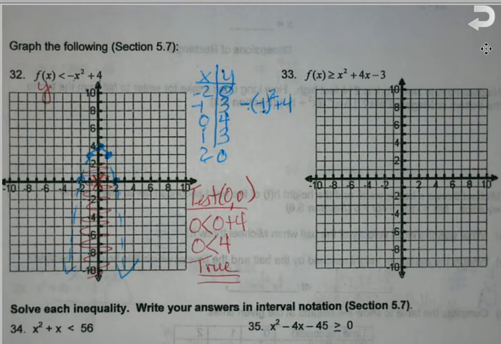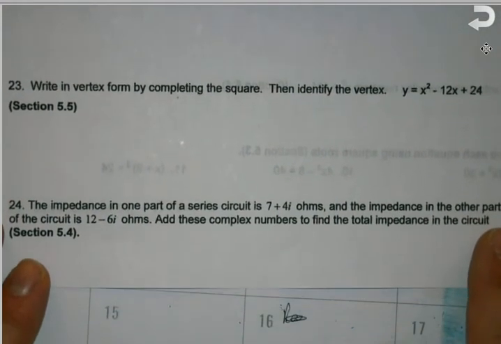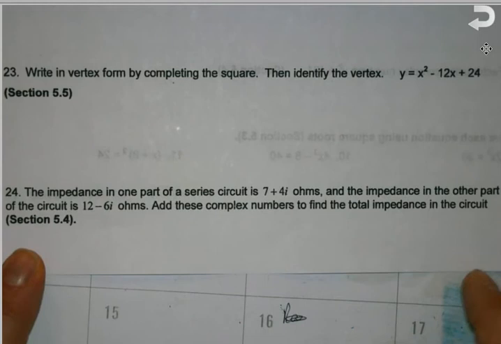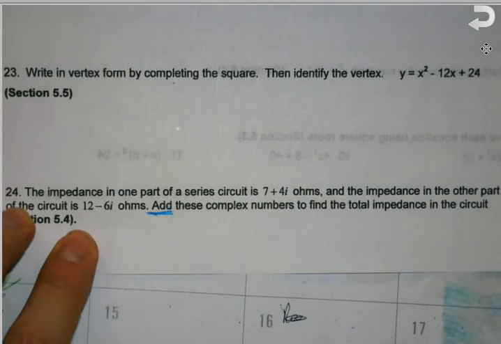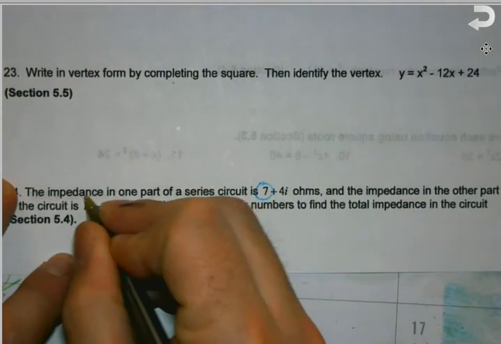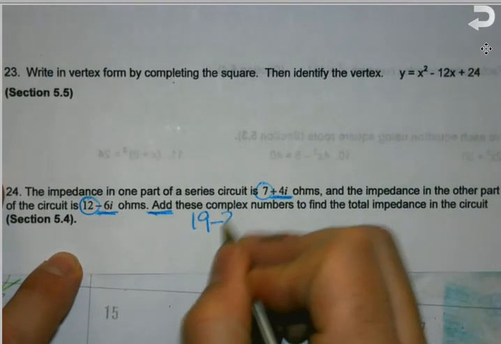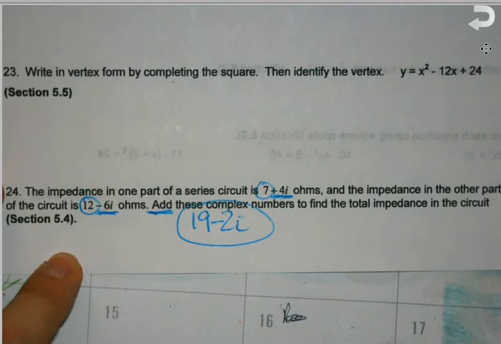What else we got working? Flip that through here. Alright, 24 looks like it's going to be complicated, but it's not bad. The impedance in one part of a series circuit is 7 plus 4i ohms, and the impedance in the other part is 12 minus 6i ohms. Add these complex numbers to find the total impedance. So basically, all I'm telling you is combine like terms. So 7 and 12 is 19. Positive 4i minus 6i is negative 2i, and I'm done. It's nothing fancy with the formulas or anything else. That one word kind of lets me off the hook here and makes life a little bit simpler. That's all I got to do.